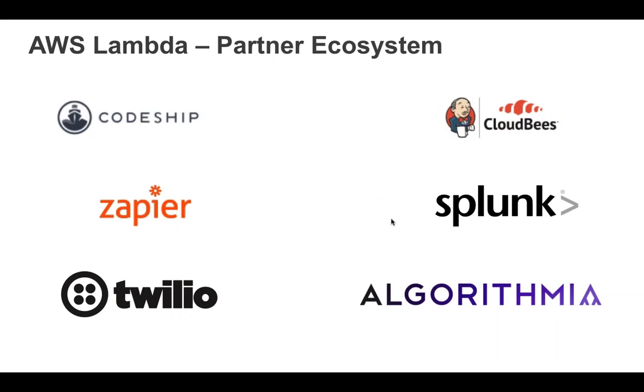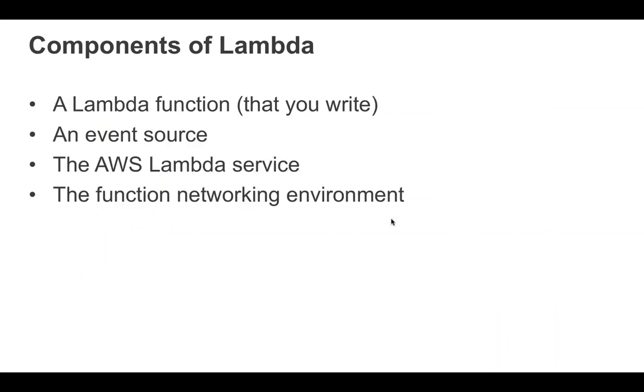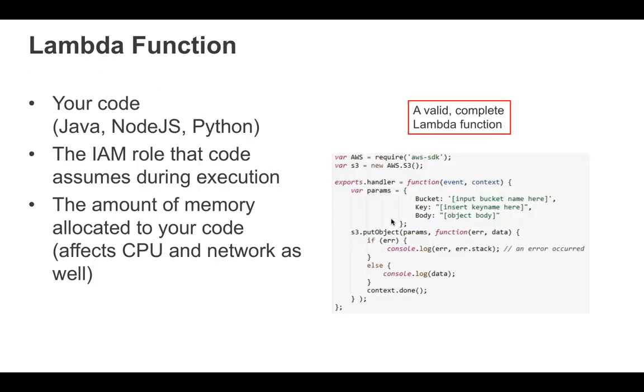And we also have a partner ecosystem. We've got a number of partners that are working with us to make Lambda a much richer and more capable service. So, some components of Lambda: you write a function in the Lambda service. You can choose an event source that causes that function to run, and you have a networking environment behind it. Everything else as part of the Lambda service is fully managed and taken care of by AWS. I'll step through some of these in more detail now.